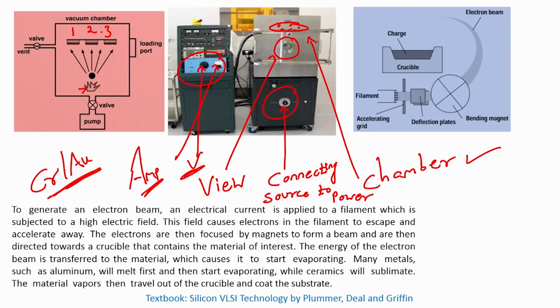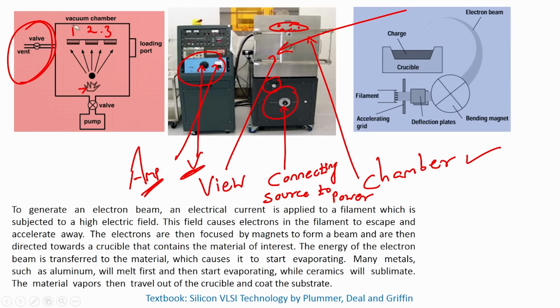Once it is done, you can open this particular chamber by opening the vent valve. So, this is how it actually looks. This is the handle to open the chamber. So, this is your physical vapor deposition, or thermal evaporator.